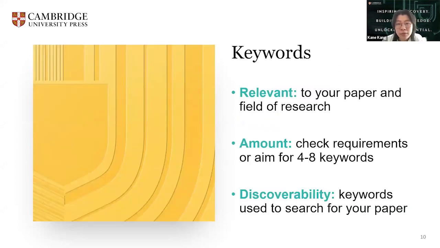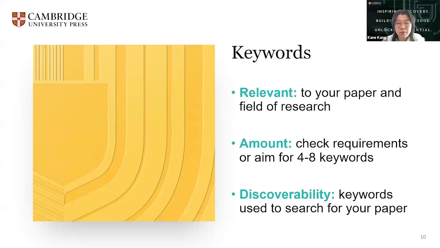And then keywords, three things. First, they must be relevant to your paper and your field of research. And second, check requirements. Normally it's 4 to 8 keywords, but some journals might have special requirements. So check the guidelines.